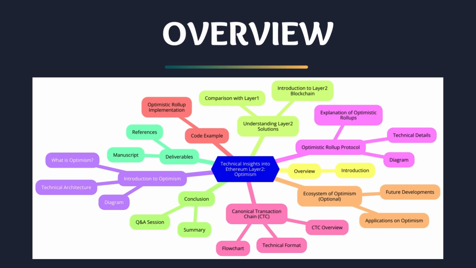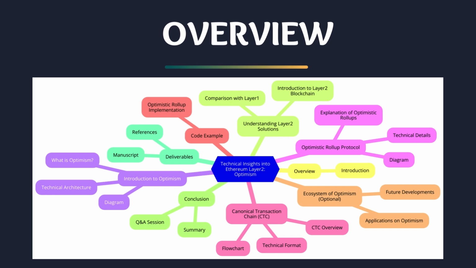Now we will start an overview presenting on the topic Technical Insights into Ethereum Layer 2 Optimism. On the title slide, we have the title of our presentation, Technical Insights into Ethereum Layer 2 Optimism. In the overview, we'll cover the structure of today's presentation. We'll start with a brief introduction to Ethereum and the challenges it faces. Then, we'll discuss the concept of Layer 2 solutions and why they are necessary. Following that, we will dive into Optimism, a prominent Layer 2 solution, and explore its technical architecture.